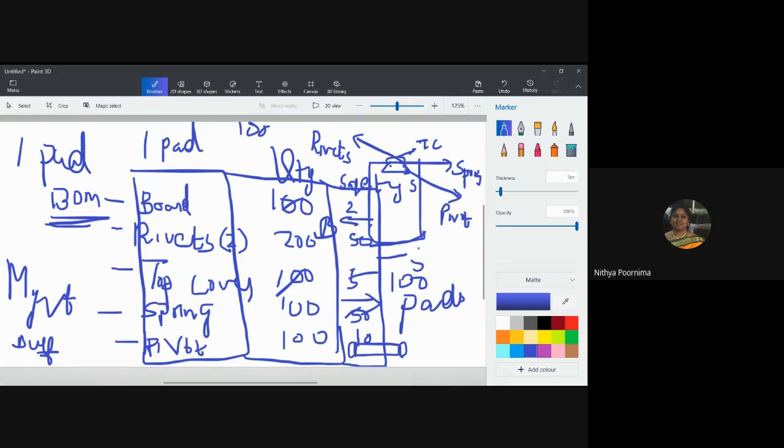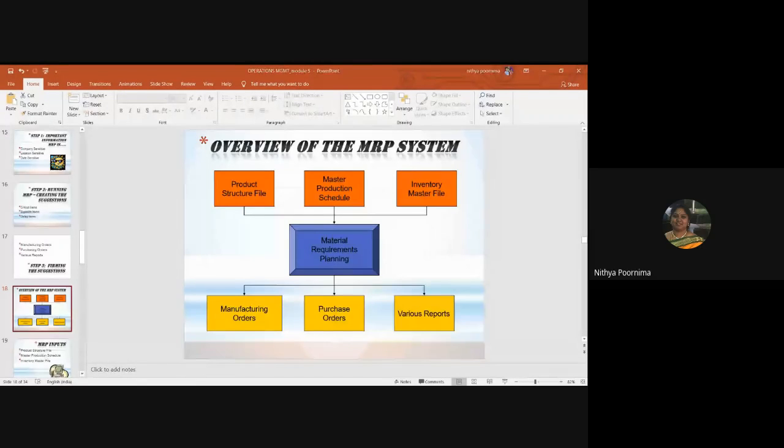After having understood what a bill of materials is, I'll go back to the PPT. Now I have a slide which shows that the master production schedule is directly connected to the materials requirement planning, your inventory master file and your product structure file. These two are interconnected and are brought together with the master production schedule.